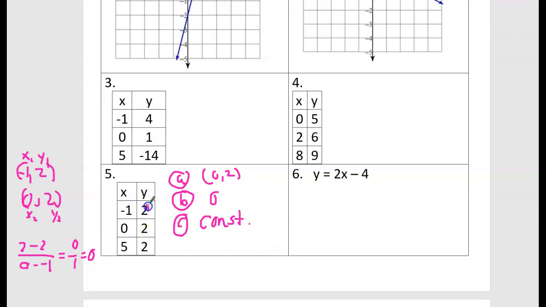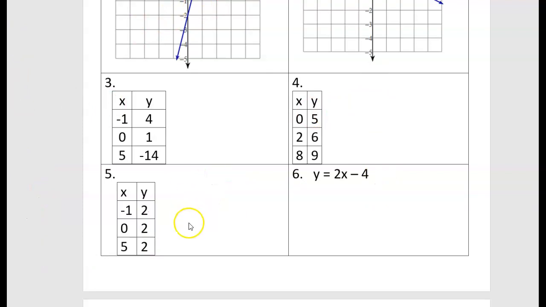You could also tell that by just looking at your y values. They're constant. They never change. The y values are always the same. So the function is constant. All right. Number 6. Let's go ahead and move on to the last thing before we end our lesson for the day. We looked at how you can find slopes and y-intercepts with graphs, with tables. Now we're going to look at how you can find slopes and y-intercepts with equations.